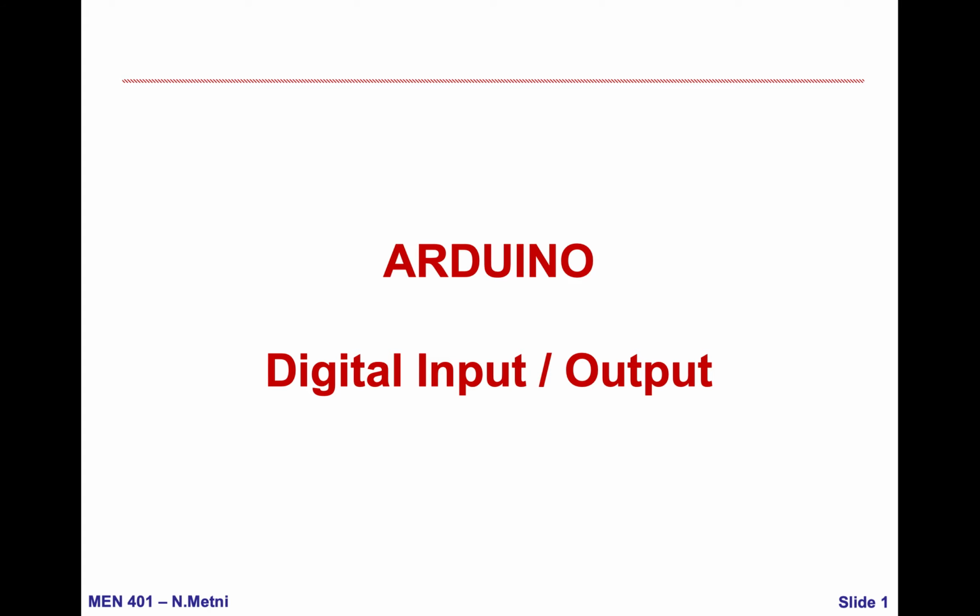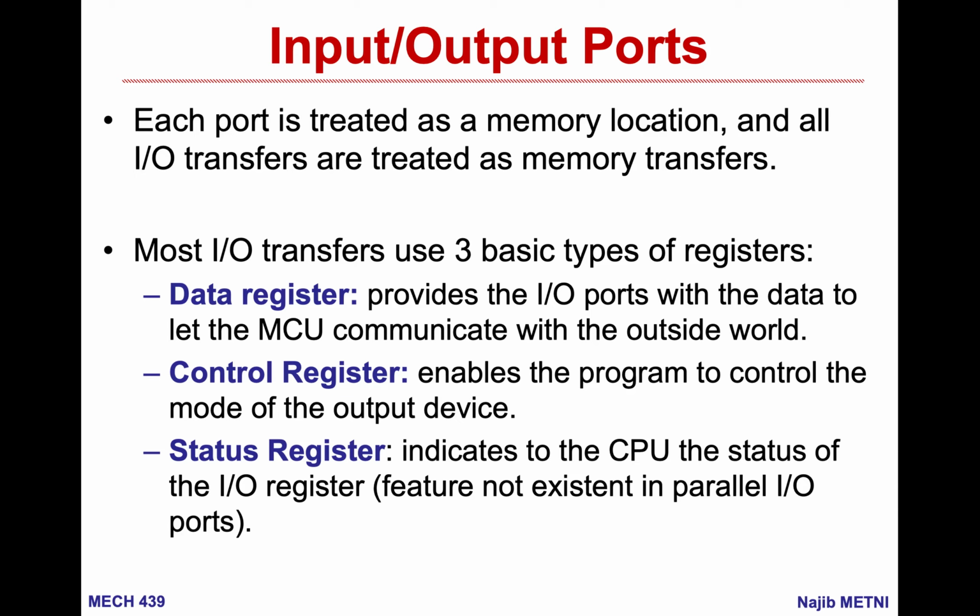In this section or set of slides, we will talk about the digital pins, so the digital input output, and we will see that a pin can be used as input or it can be used as output, but digital, so either low or high, and depending on the Arduino, low is 0 and high is 5 volts. So each port is treated as a memory location, and all input-output transfers are treated as memory transfer.